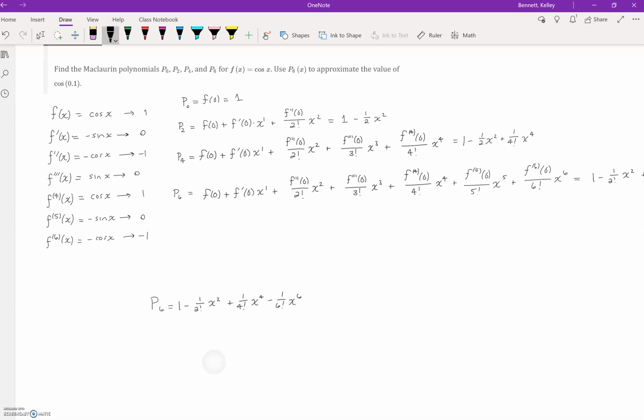So this is P6, therefore just plugging in 0.1, enter that into your calculator and you're going to get 0.995004. And actually, the first 6 digits of this approximation are identical to cosine of 0.1. Make sure your calculator is in radians before you push that through, and you would get the same answer if you truncated it at the sixth place.